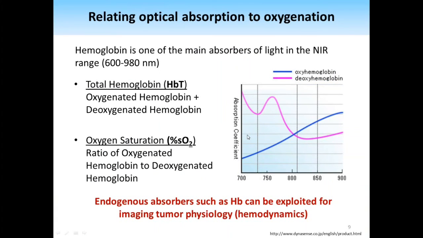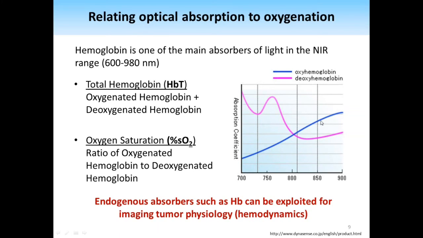One of the very nice things about our tissue is that one of the main optical absorbers is hemoglobin. And specifically, hemoglobin, whether or not it's bound to oxygen, has a different absorption profile. If you look at this pink line here, this is deoxyhemoglobin. You can see that deoxyhemoglobin has a peak at around 750 nanometers, whereas oxyhemoglobin has a peak around 850 nanometers.